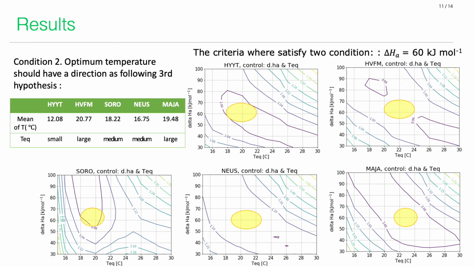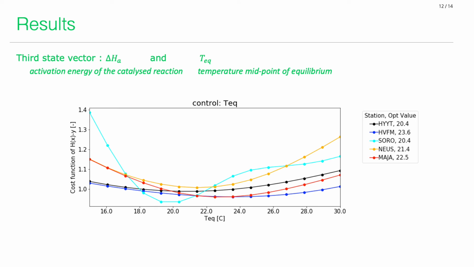Also, the T_eq is related to habitat temperature, so we constrained the direction of T_eq with the mean temperature in each station. So with these ranges and the first conditions, we found the best values for the delta HA and the T_eq. It is shown as the yellow circles. And we conclude that delta HA is about 60 kJ per mole. At the same time, we found the best T_eq for each station, like in these figures.